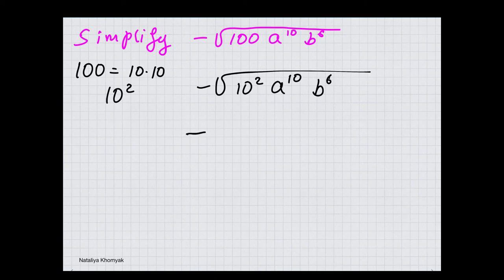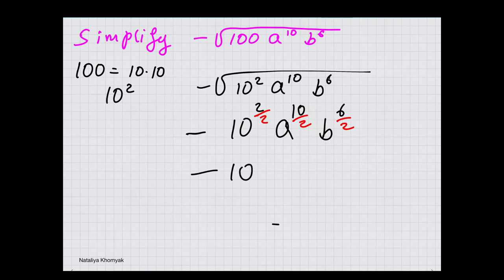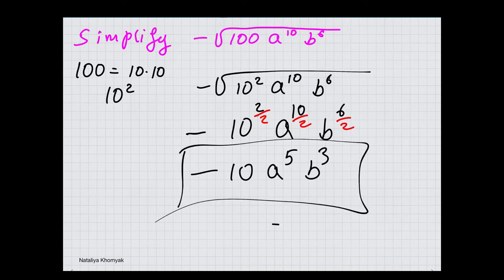Everything is still negative. 10 to the 2nd, a to the 10th, b to the 6th. We divide each power by 2, and we get negative 10, a to the 5th, b to the 3rd. And this is our solution.